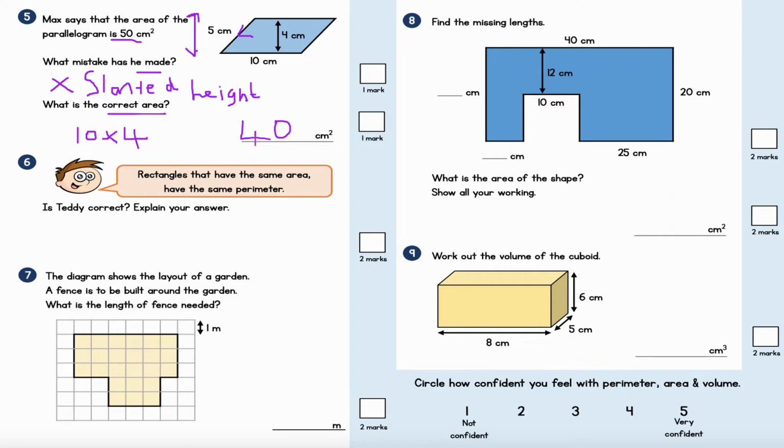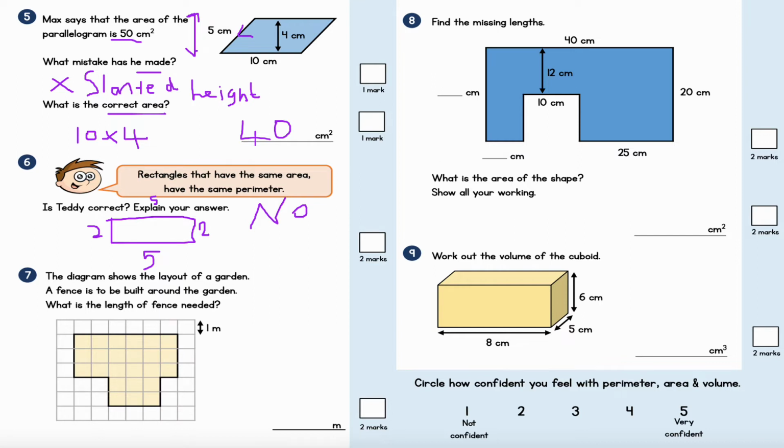This is question number 6, guys. Rectangles that have the same area have the same perimeter. Is Teddy correct? Explain the answer. Well, I believe on the previous slide we got a rectangle that was 2 by 5, I think it was. Okay, 5 by 2, sorry. That had an area of 10, but a perimeter of 14. So the answer is no. So Teddy is not correct.